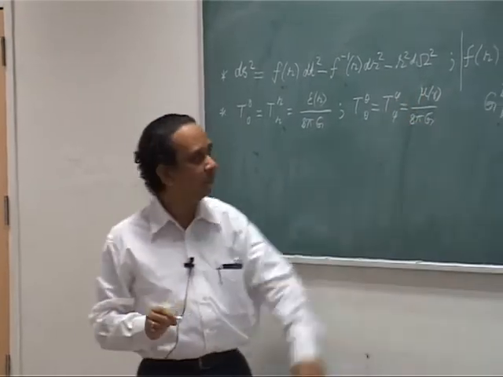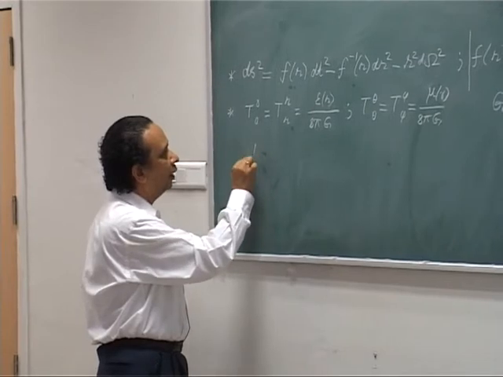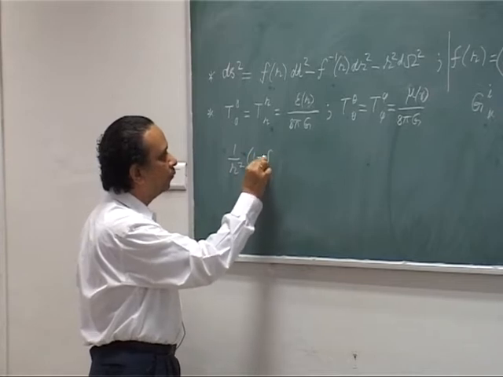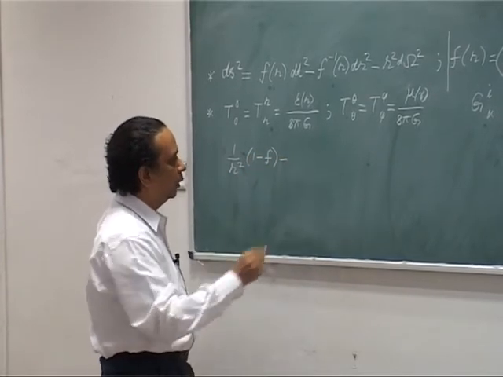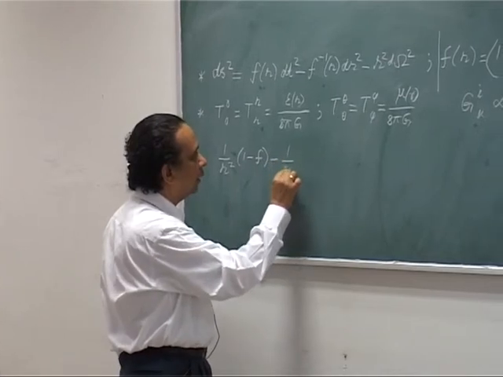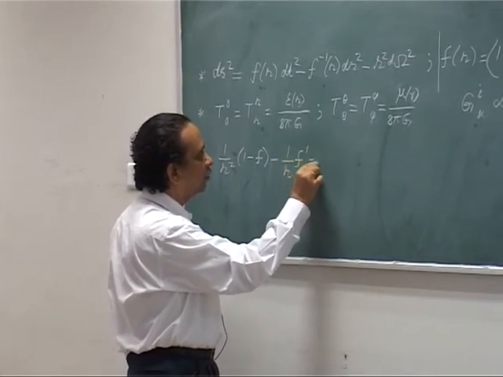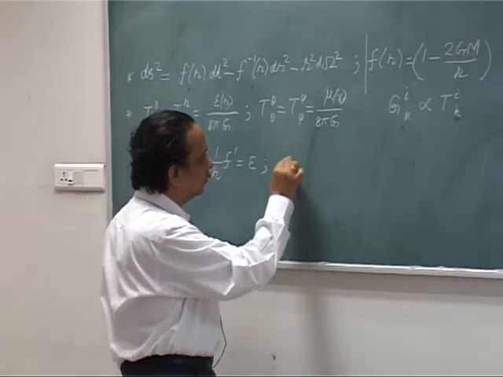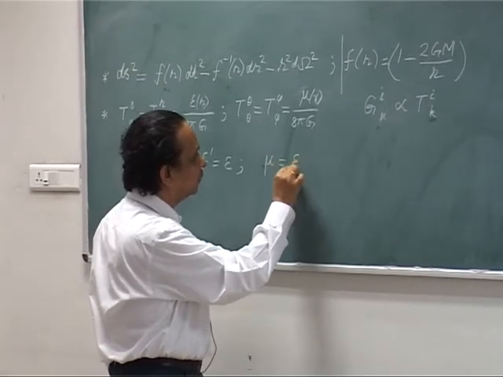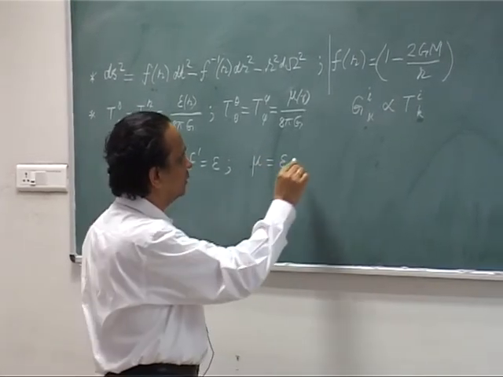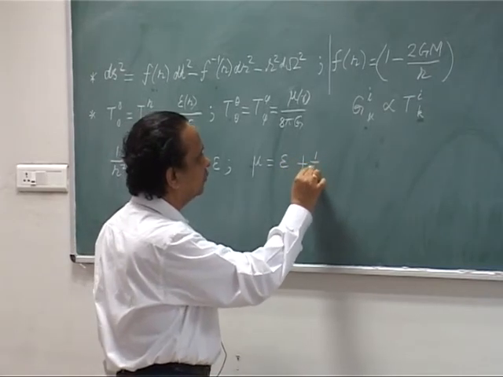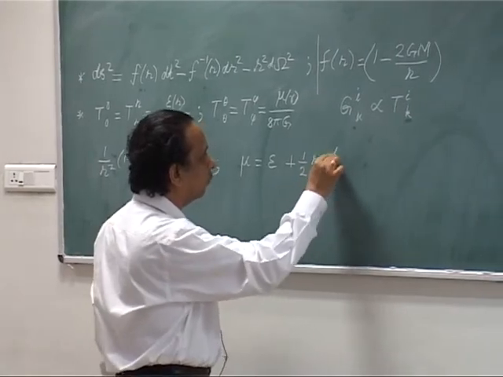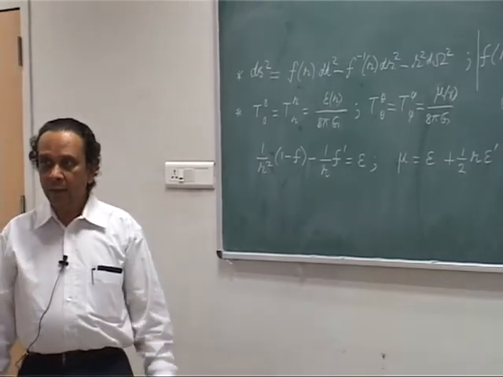Mu of r, okay, just bad handwriting. So it is 1 by r square into 1 minus f minus 1 by r f prime is equal to epsilon. This is one equation, and another equation is mu equals epsilon, I do not remember whether it was plus, I think it is plus half r epsilon prime. Okay. What does this mean?